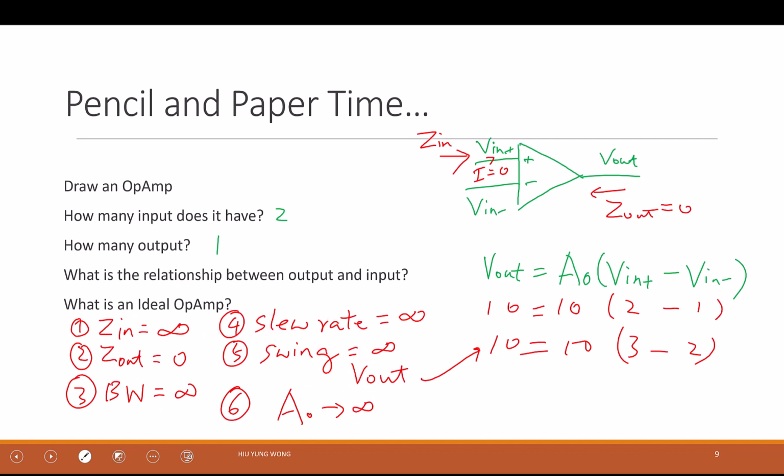And why? Because later our goal when we design the amplifier, we want to have infinite input impedance, zero output impedance, very wide bandwidth, very large slew rate, very good swing, and then very high gain. You won't be able to achieve it because we cannot. Nothing is ideal, but that is our goal.